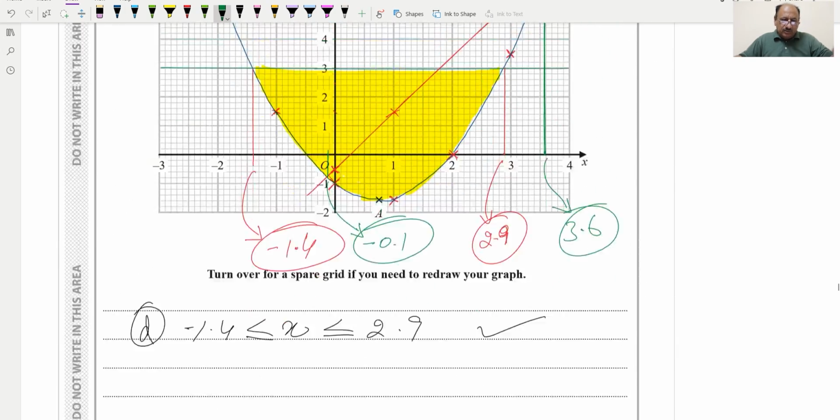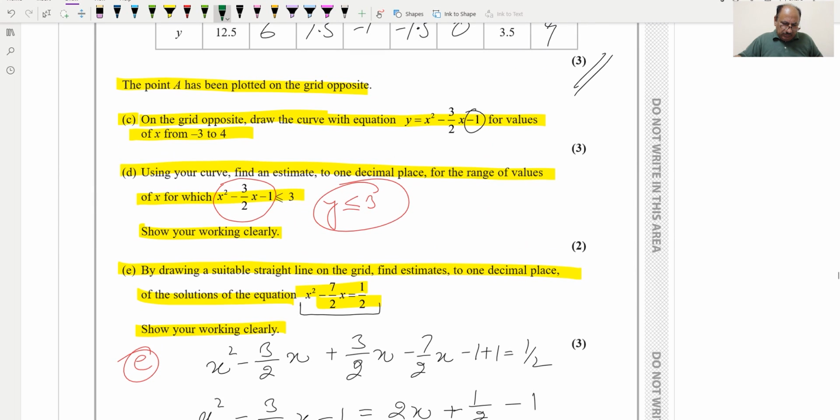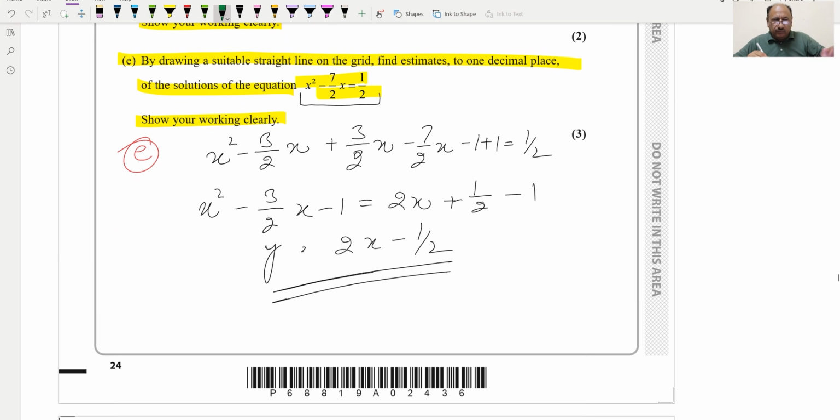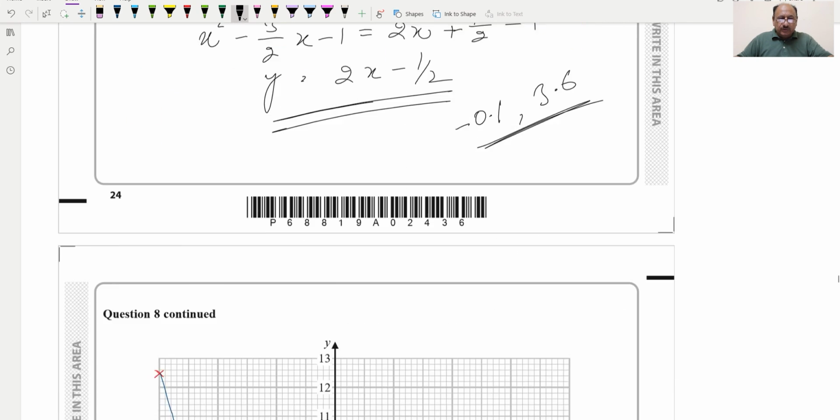Basically, this is done. If you want, you can write the solutions also for the E part, and the solutions are what? The final answer will be over here, which we can write: minus 0.1 and 3.6. These are the two x values which we found. Hopefully you understood this. Now this is done.